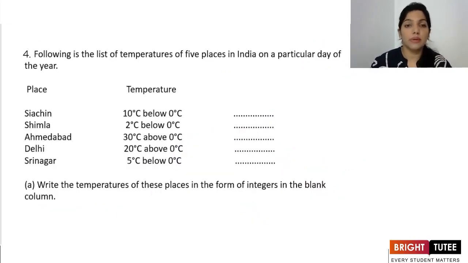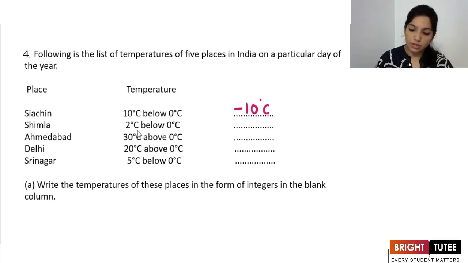Here it says, following is the list of temperatures of 5 places in India on a particular day of the year. The first place given to us is Siachen. Siachen is written as the temperature which is 10 degrees below 0 degree. Similarly, we have Shimla, Ahmedabad, Delhi and Srinagar. In the first question, it says write the temperatures in these places in the form of integers on the blank column. So here are the blank columns. Let's fill them up. For Siachen, it is 10 degrees Celsius below 0 degree. So it is -10 degrees Celsius.